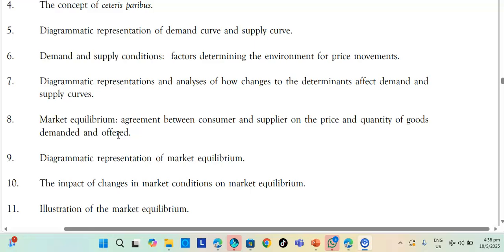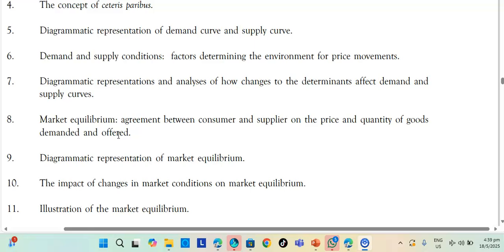But what happened to the suppliers? They are producing less because they're saying, oh, we're not going to make any profit. So this leads to a shortage of goods. So equilibrium is the point where both sides are satisfied.